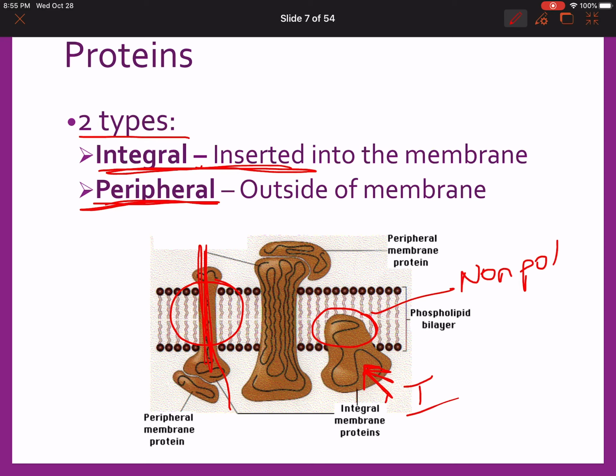Peripheral, now you know what peripheral vision is, right? Peripheral vision is what you see on the edges. Yeah, same idea. They exist on the edge of the membrane. So this guy and this guy are both peripheral. Peripheral are hydrophilic. They are polar the whole way. They love the water. They love being surrounded by the water. They want nothing to do with the tails. So they do not go into the membrane at all. They stay on the edge, right? 2 types, both pretty straightforward.